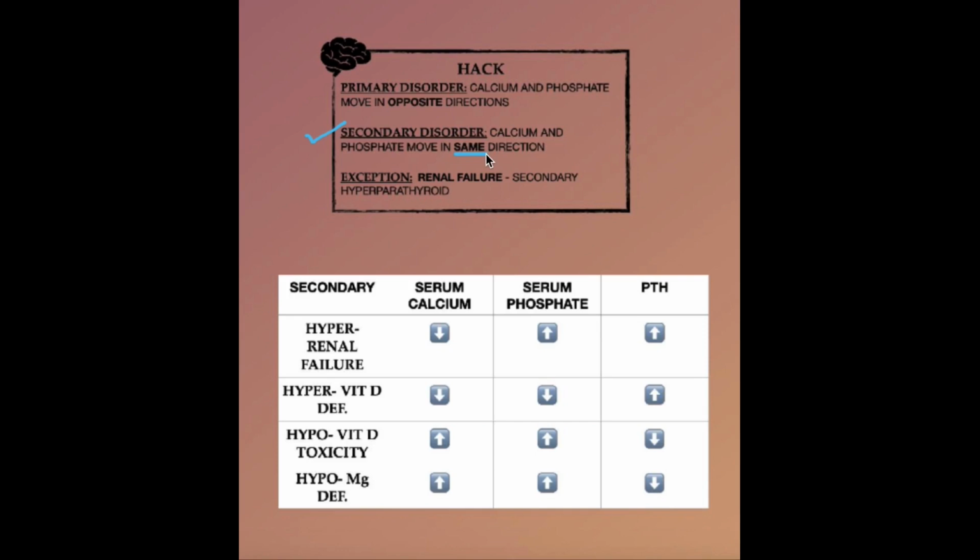Now there is one exception though, which is renal failure. And in this, calcium and phosphate move in opposite directions, much like a primary disorder. Let's take a look at the table below and see if the hack works.